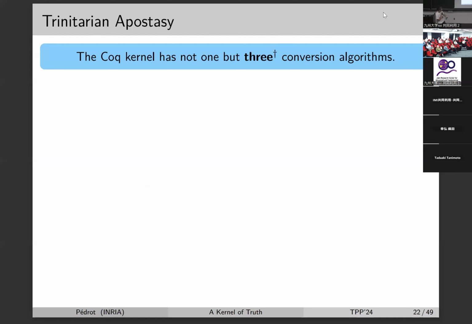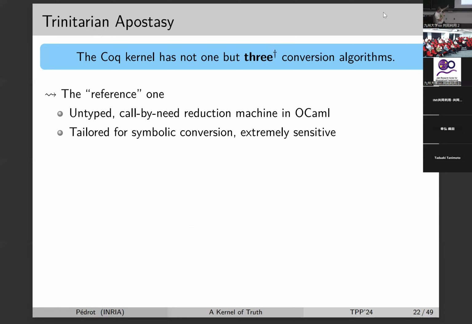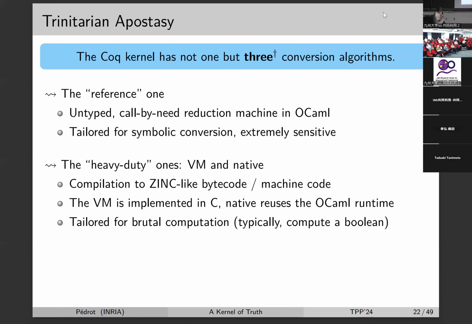So there is kind of the reference one. There's some kind of interpreter written in OCaml that's very clever at conversion of symbolic expressions. That is extremely sensitive because depending on the order of evaluation and stuff like that, you can get blowups here and there. And then we have two computationally efficient evaluation.